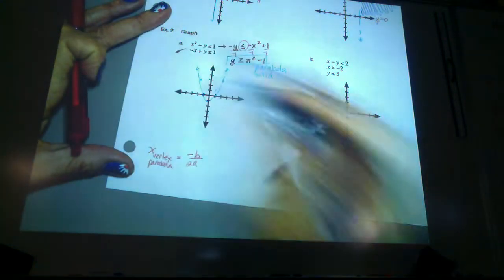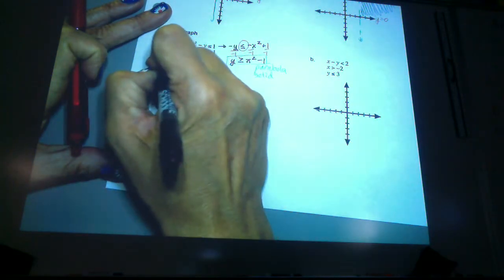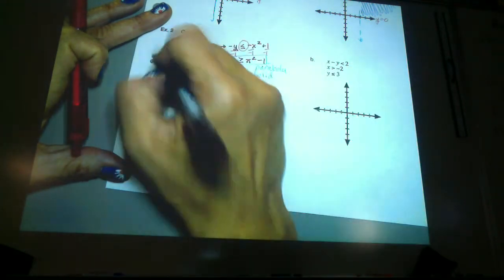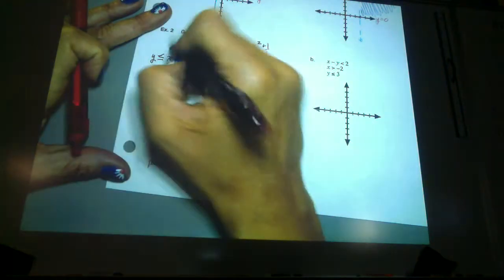Okay, then this other one right here, we're going to solve that for y, and that's easy enough to solve for y. Y is greater than or equal to, less than or equal to, add an x to both sides, plus 1.